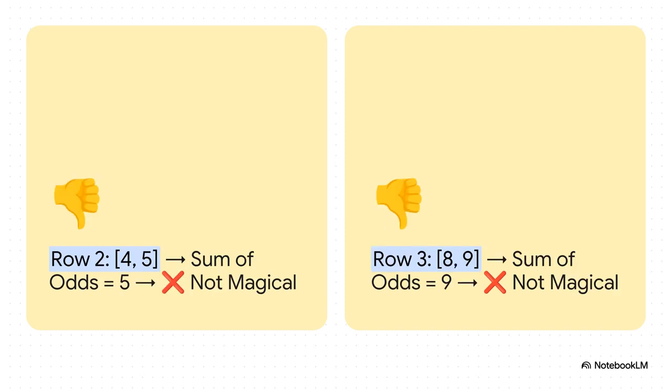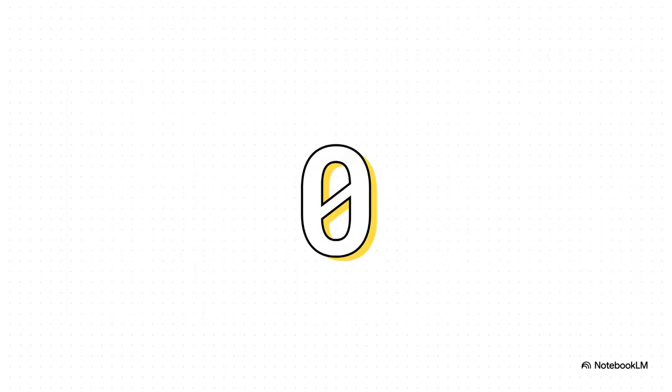All right, let's speed through the other 2. Row 2 has 4 and 5. The only odd number is 5. Is 5 even? Nope. So not magical. And row 3, 8 and 9. The only odd one is 9. Is 9 even? Still nope. Also not magical. So, after all that searching, we found a big fat 0. 0 magical rows on this bookshelf.